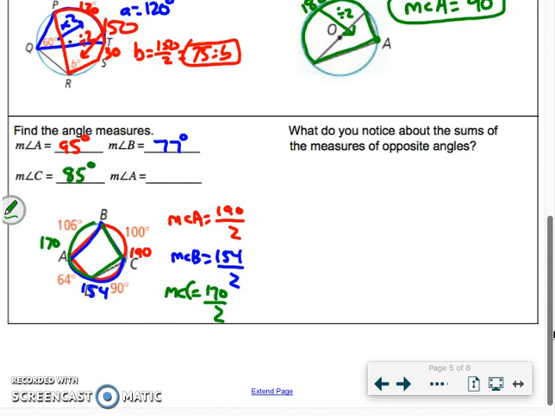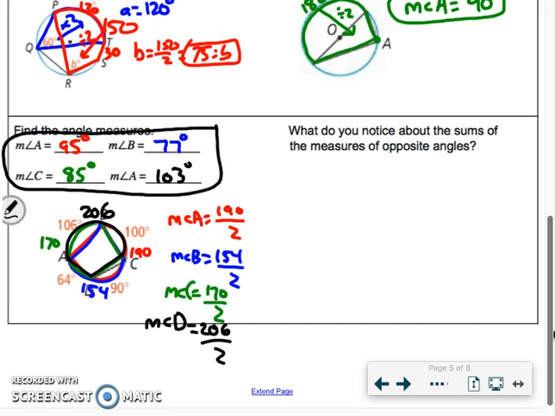And then lastly, I'll look at angle D, which goes from here to here across a 100 and a 106, so 206 total. The measure of angle D is 206 over 2, or 103 degrees. There's my answer for this chunk.